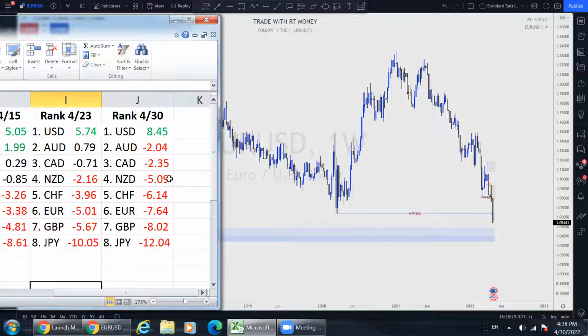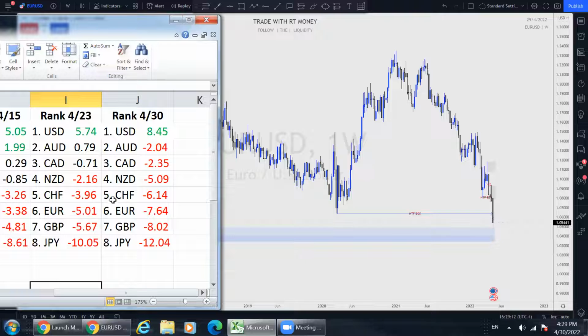What you can tell is, one, the rankings didn't change, but the numbers next to these currencies, the rates of change, have changed. You can see the US dollar went from 5.74 to 8.45. We are trending up. The US dollar is trending up. That means it's getting stronger, folks. Notice how everybody else is in the red. From last week, the Aussie dollar went from 0.79 to minus 2.04. CAD, same deal, down to negative 2.35 and all the way down.